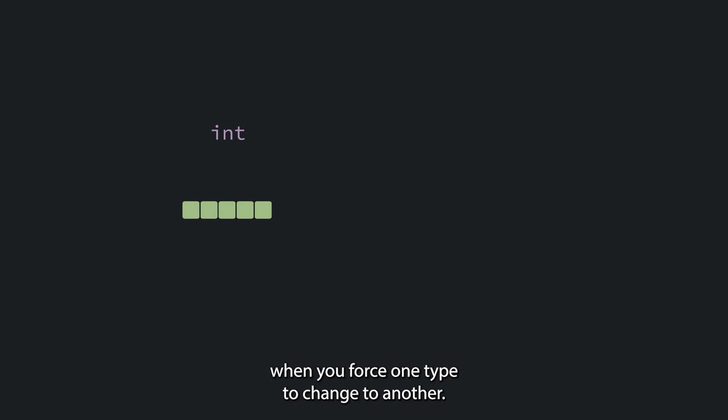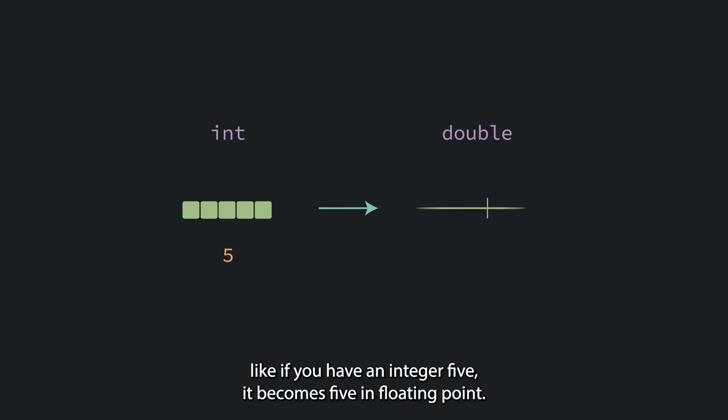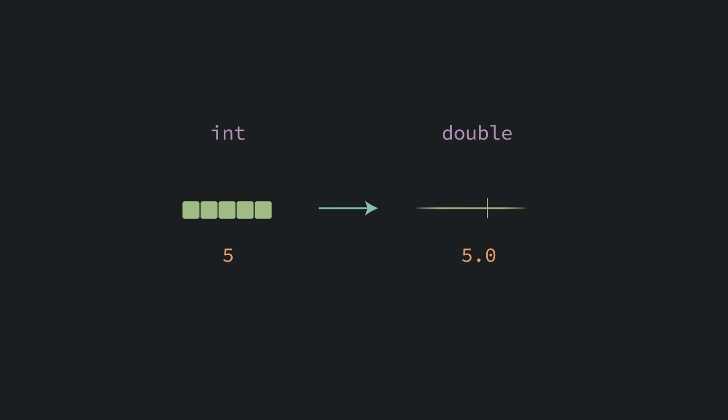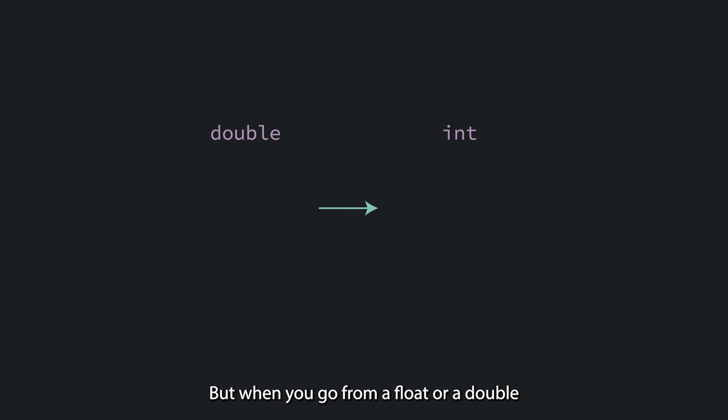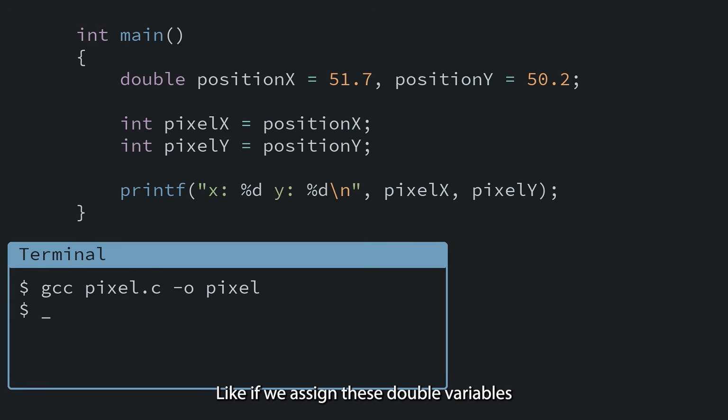Casting is when you force one type to change to another. Sometimes this is an obvious transition, like if you have an integer 5, it becomes 5 in floating point. But when you go from a float or a double to an integer, it just drops the decimal point. So 4.99999 becomes 4, not 5. A lot of casting happens automatically for you. Like if we assign these double variables to int, it'll just figure this out for you.